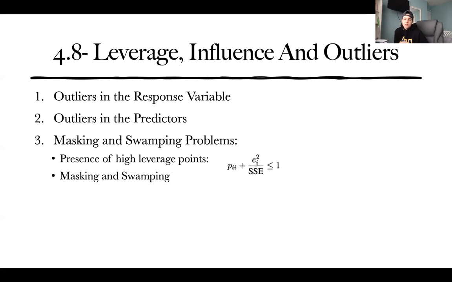Masking and swamping: masking occurs when the data contains outliers, but we fail to detect them. This would indicate a false negative in observing the data. Swamping, on the other hand, occurs when we wrongly declare some of the non-outlying points as outliers. This can be referred to as a false positive when we observe the data.